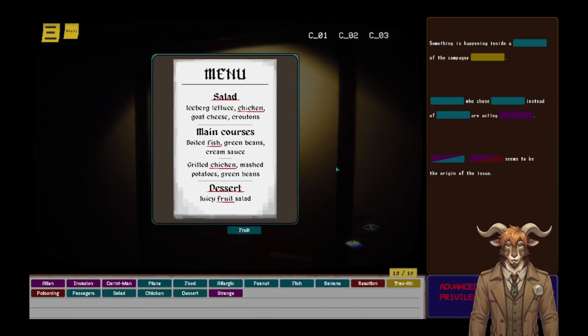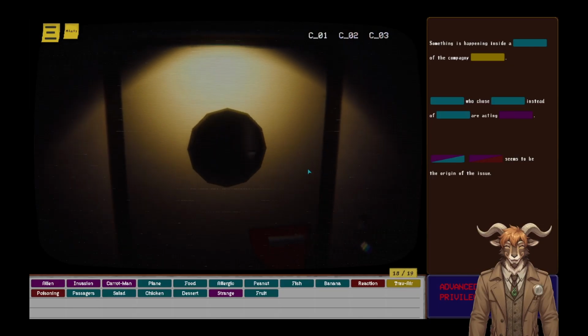Anything else? Oh, fruit salad. There we go. Iceberg lettuce, chicken, goat cheese, croutons, main courses, boiled fish, green beans, cream sauce, grilled chicken, mashed potatoes, green beans, dessert, juicy fish salad.